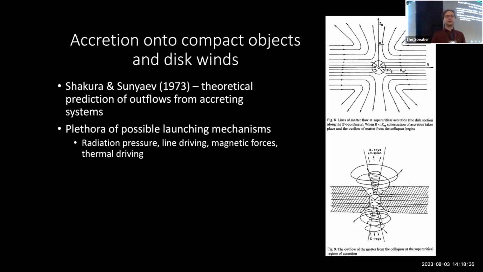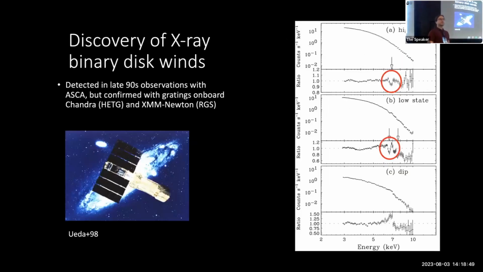And theoretically, there has been a plethora of identified possible launching mechanisms for these winds that includes radiation pressure, magnetic forces, or thermal driving. And in fact, such outflows have been discovered in X-ray binaries already before the era of high-resolution X-ray spectroscopy. Here I'm showing some of the earliest examples from ASCA from the late 90s, where these absorption dips have been discovered around 7 keV in ASCA spectra.